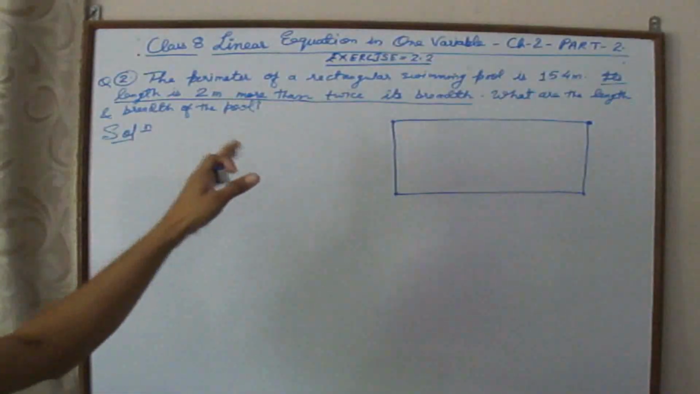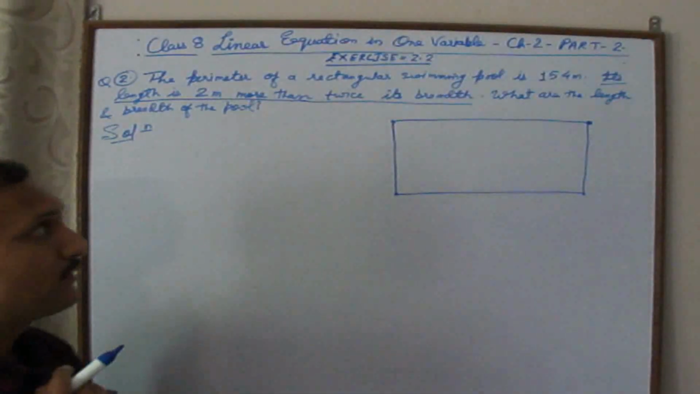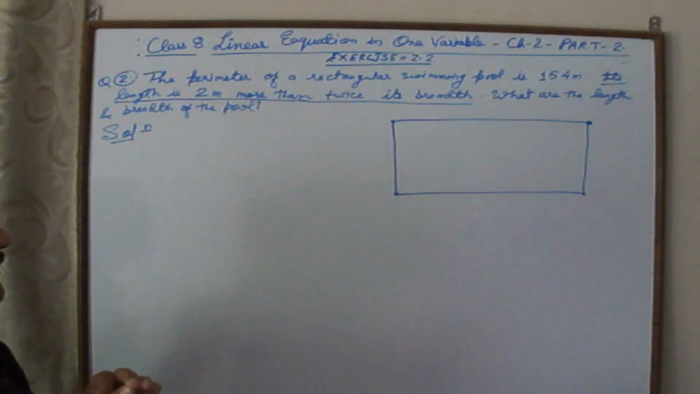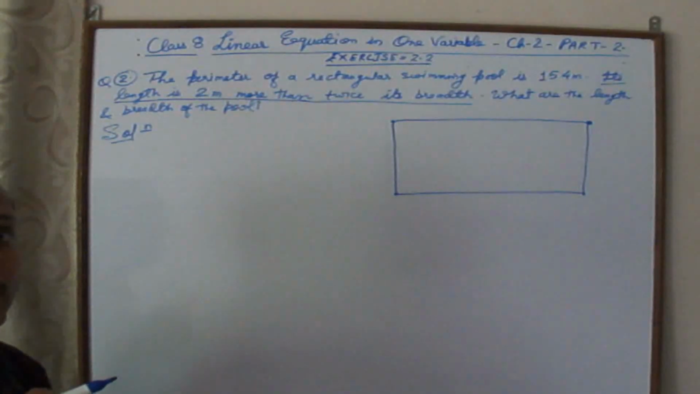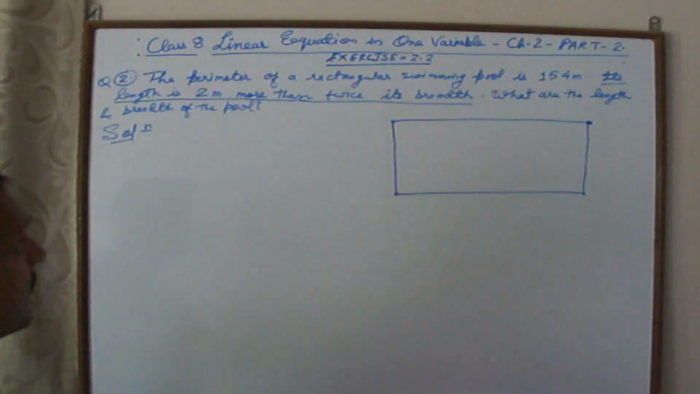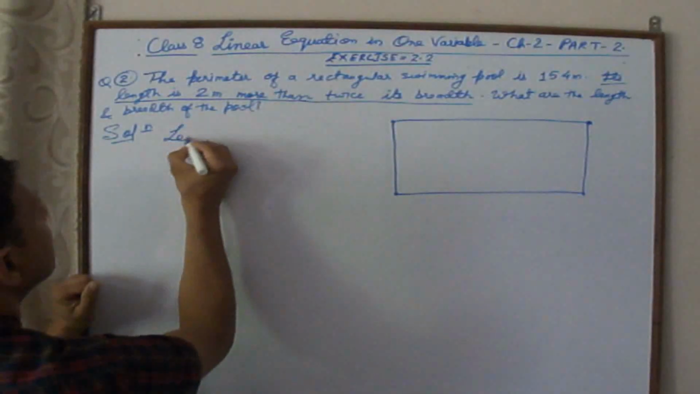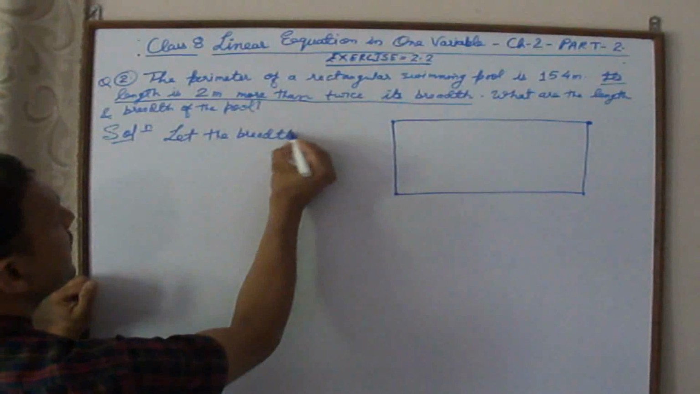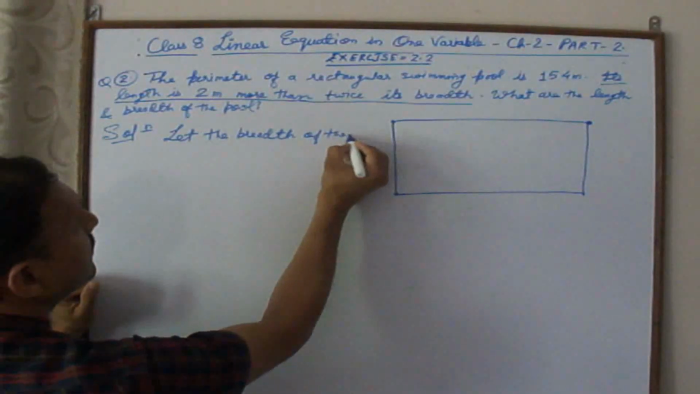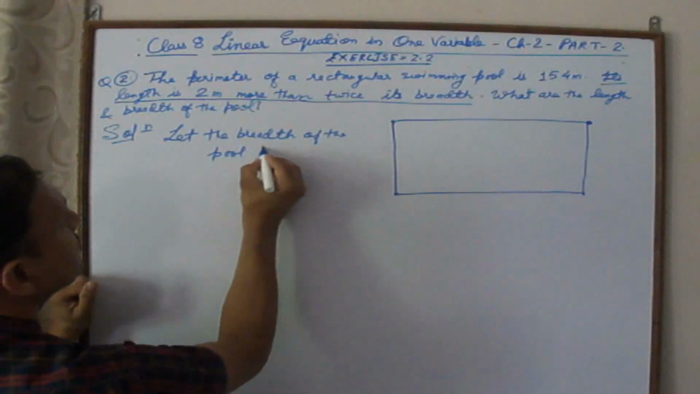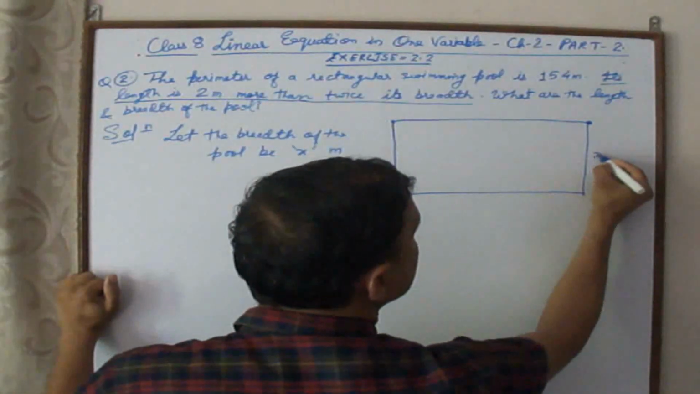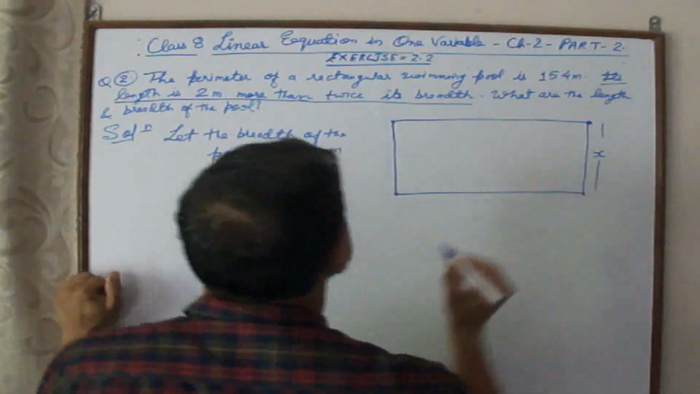Its length is 2 meter more than twice its breadth. Length is 2 meter more plus twice the breadth. That means the smaller one is breadth, and let us assume breadth to be x. Let the breadth of the pool be x meter. So breadth is x.